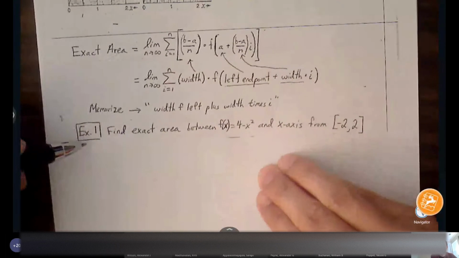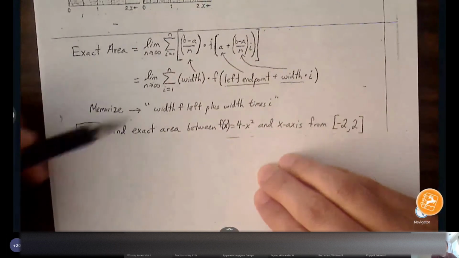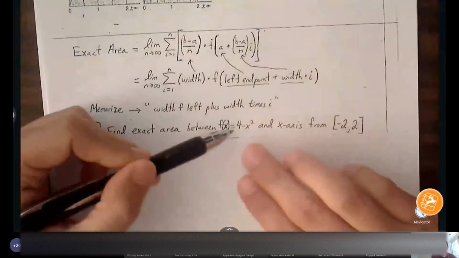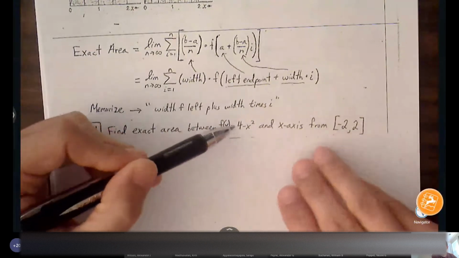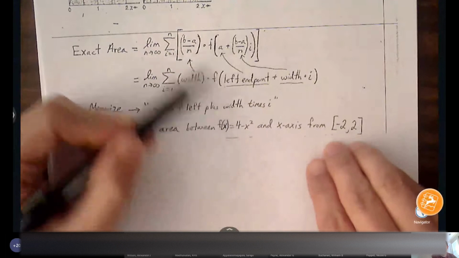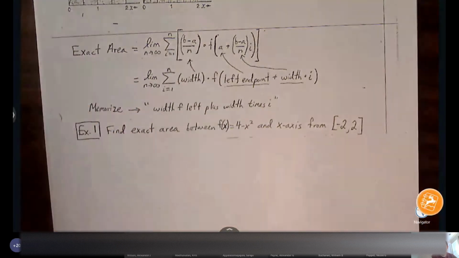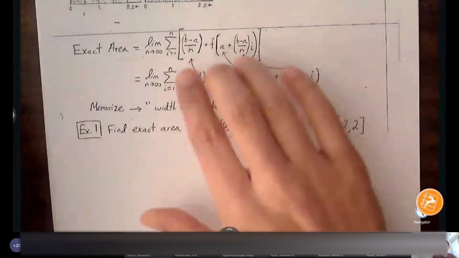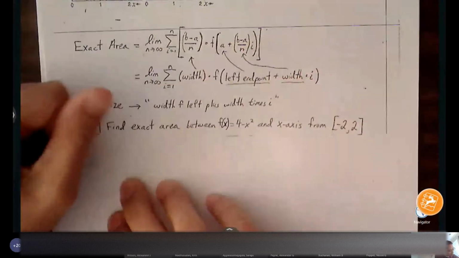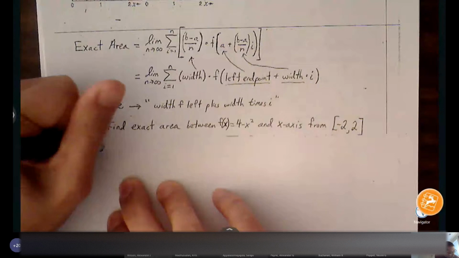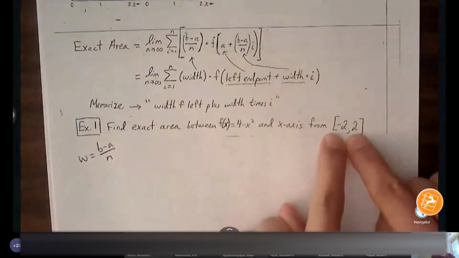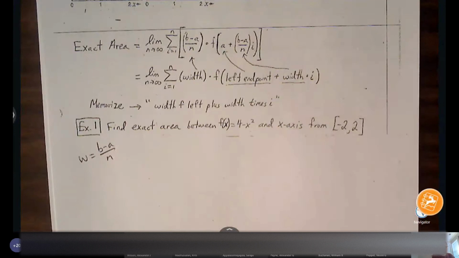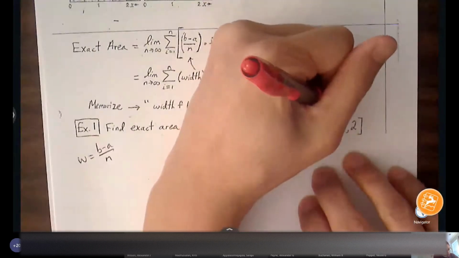So let's try example 1. We're going to be using this area formula to find the exact area under the curve from -2 to 2. And really it's not that important to see what the graph looks like. We're just practicing applying this formula. Okay, so the first thing that we need to find is this width component. So the width is b minus a over n. And then your a and b values will be provided for you. Those are going to be your endpoints.